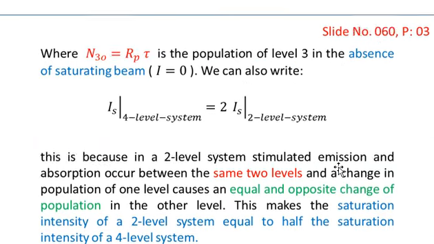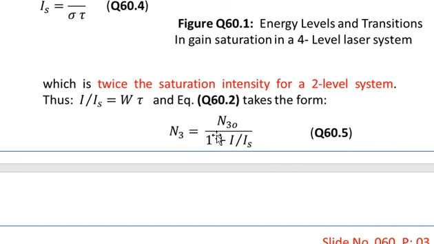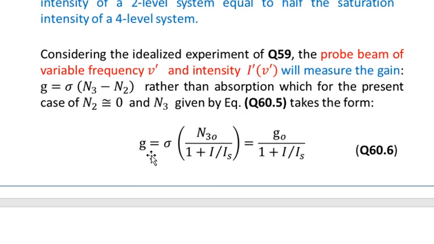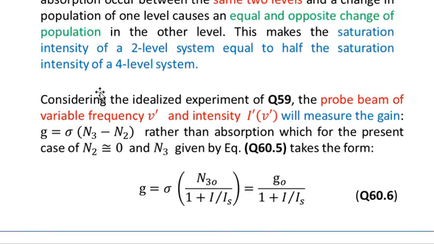So n3 from this equation can be written in terms of the g value. So we can write g is equal to sigma, putting the value of n3 from equation number 5 and setting n2 equal to 0, we have g is equal to sigma times N30 divided by 1 plus I over Is. And sigma multiplied by N30 can be combined into a single term, which is G naught. So G is equal to G naught over 1 plus I over Is.